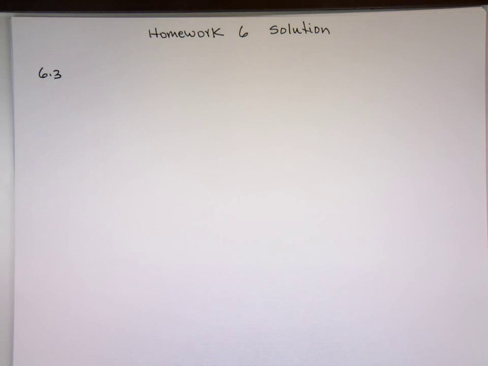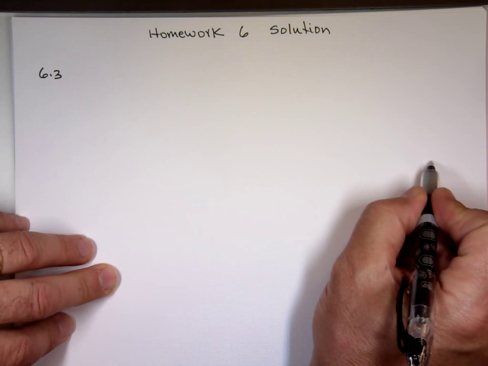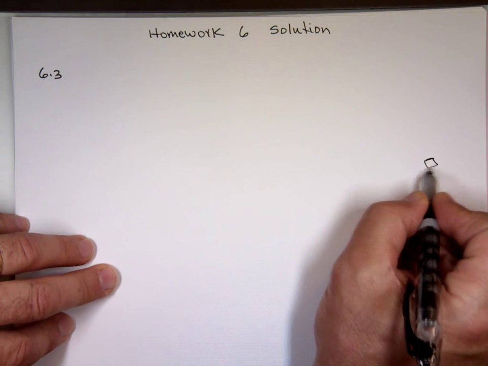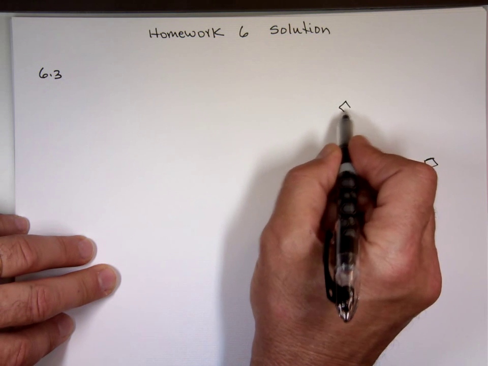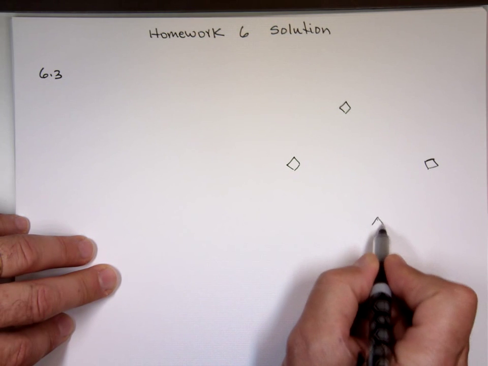A baseball player slides into third base with initial speed of 4.2 meters per second. So this is first base, second base, third base, home plate.